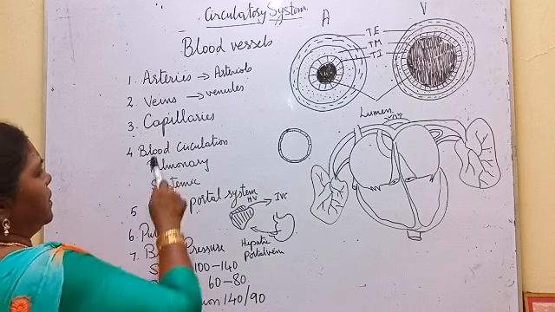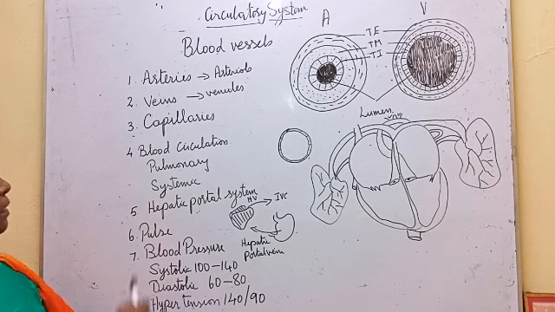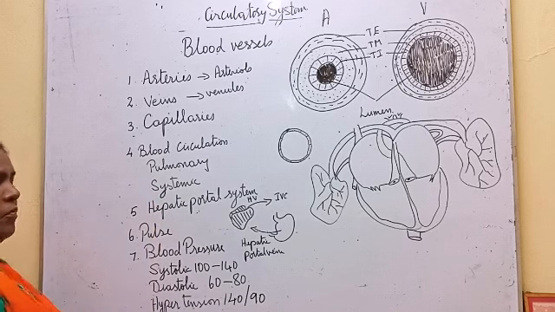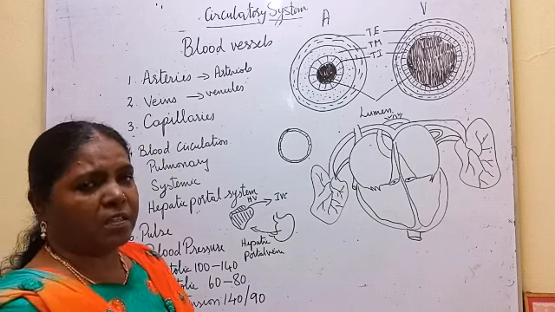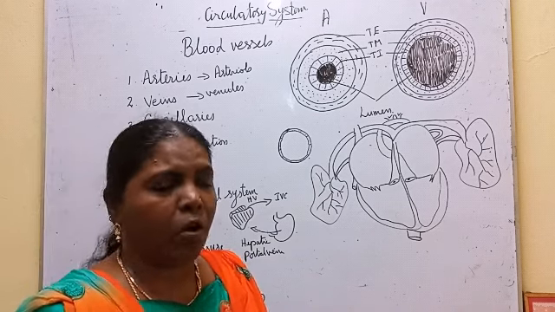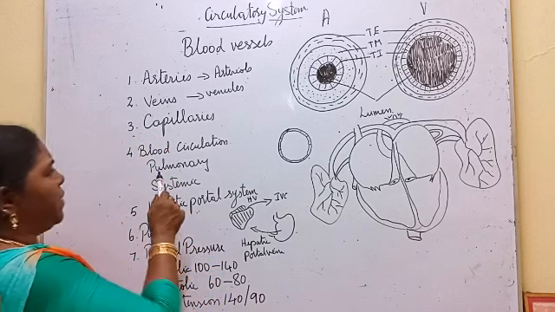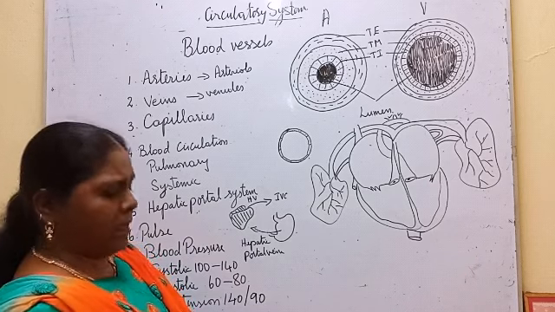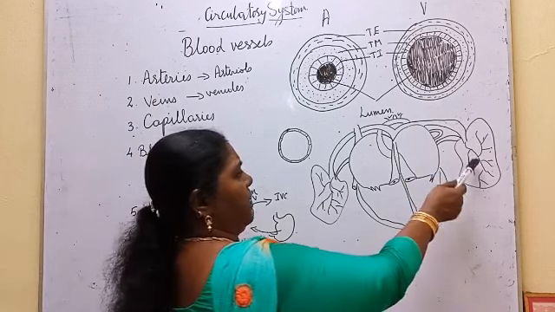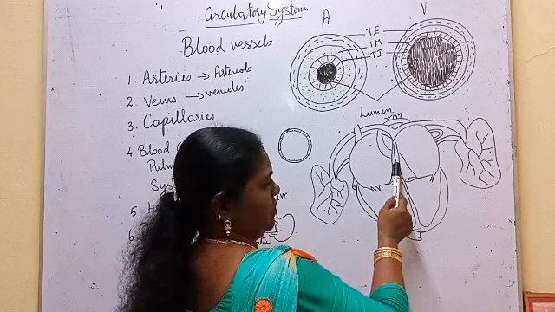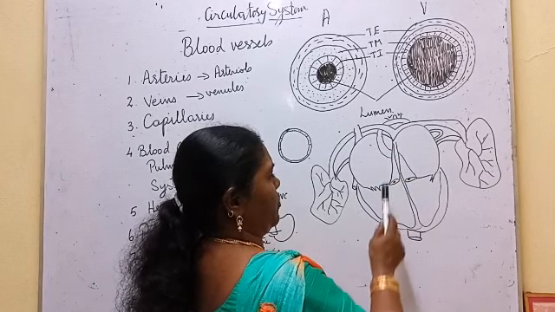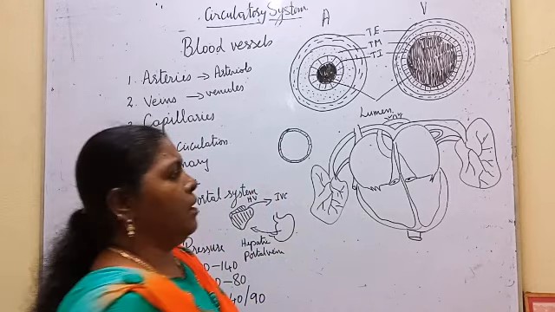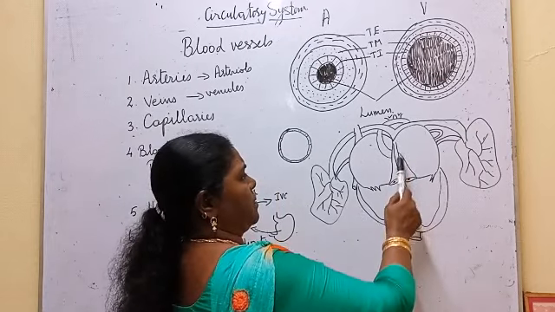Next comes blood circulation. There are two stages of blood circulation. Our blood circulation is double circulation because it has pulmonary circulation and systemic circulation. In pulmonary circulation, blood is taken from the heart to the lungs and back to the heart. In systemic circulation, from the heart it is taken to the different parts. So pulmonary circulation, systemic circulation.